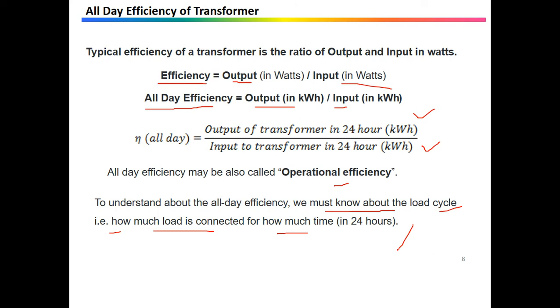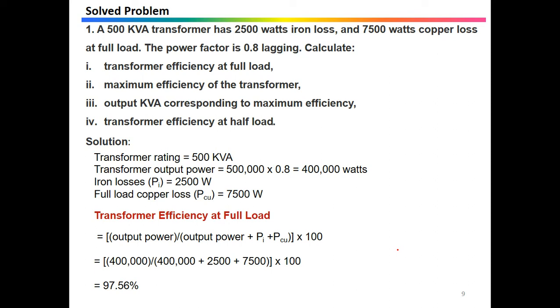So let us solve some problems related to these issues so that we can understand it more interestingly. This is the first solved problem, and it states that a 500 kVA transformer has 2500 watts iron loss, that is the PI value, and 7500 watts copper loss, that is the PC value, at full load. Both these values are given at full load, and the power factor is 0.8 lagging. We are asked to calculate the transformer efficiency at full load first, then the maximum efficiency, then the output kVA corresponding to maximum efficiency, and the transformer efficiency at half load also.